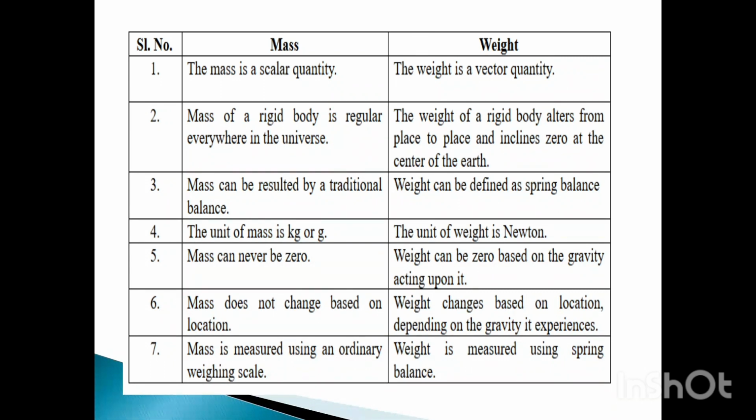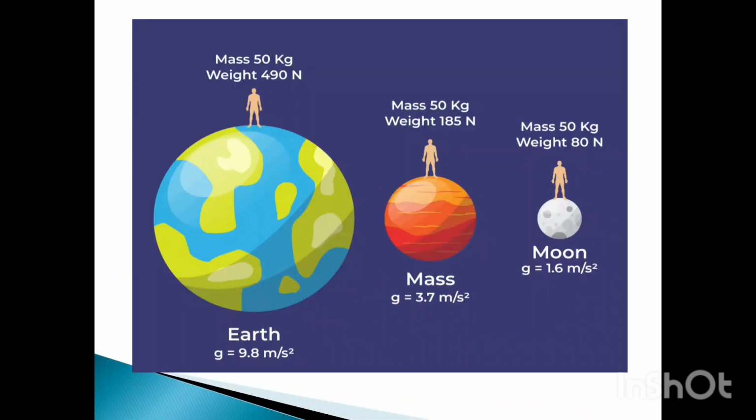Mass can never be zero. Weight can be zero based on the gravity acting upon it. Mass does not change based on the location. Weight changes based on the location, depending on the gravity it experiences. Mass is measured using an ordinary weighing balance. Weight is measured using a spring balance.